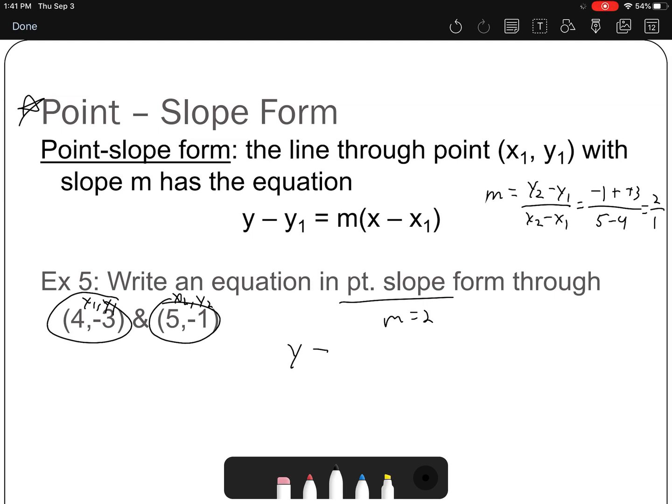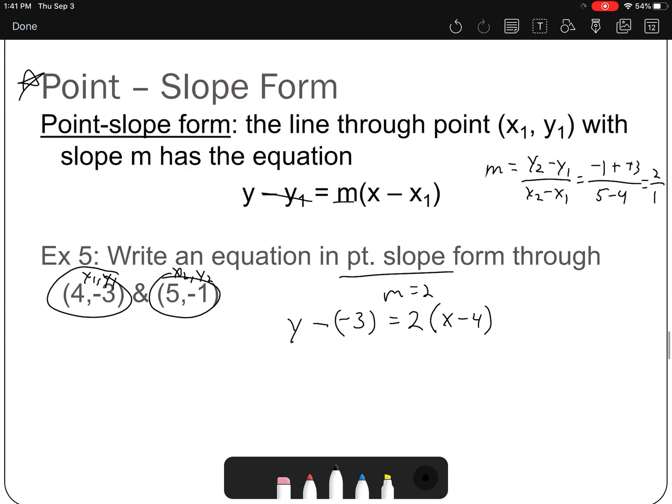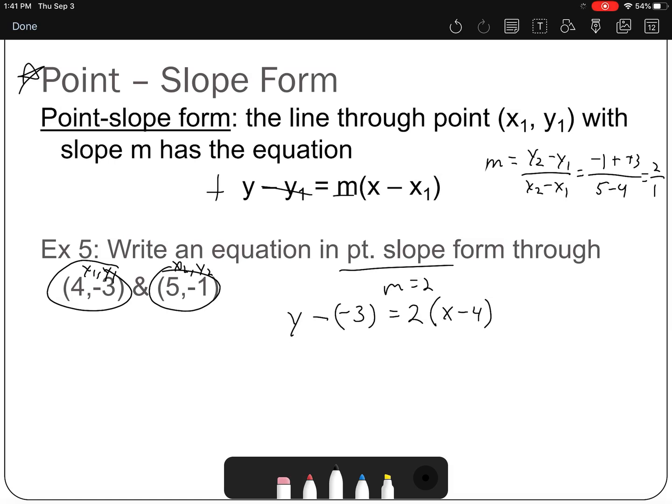Now, to put it in point-slope form, I just pick one of the points. I'm going to pick the first one. So y minus negative 3 equals 2 times x minus 4. I'm just plugging in this equation right here. Okay? So that's y plus 3 equals 2 times x minus 4. Now that is point-slope form.